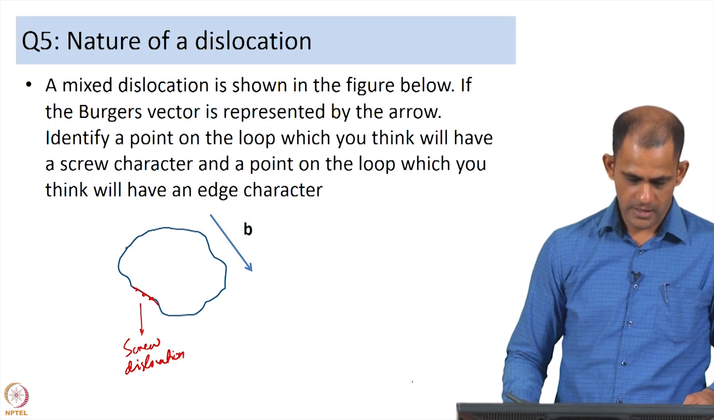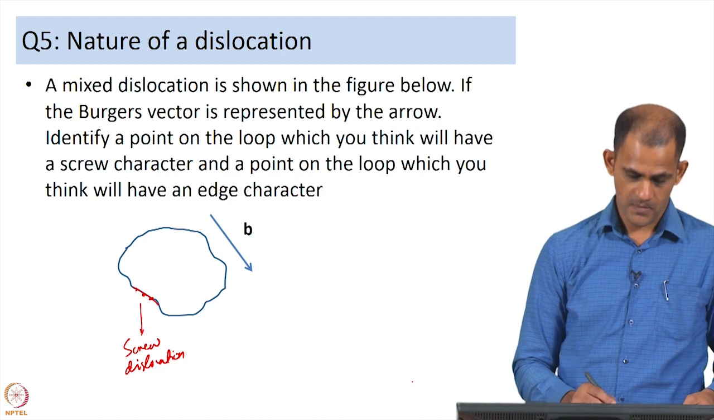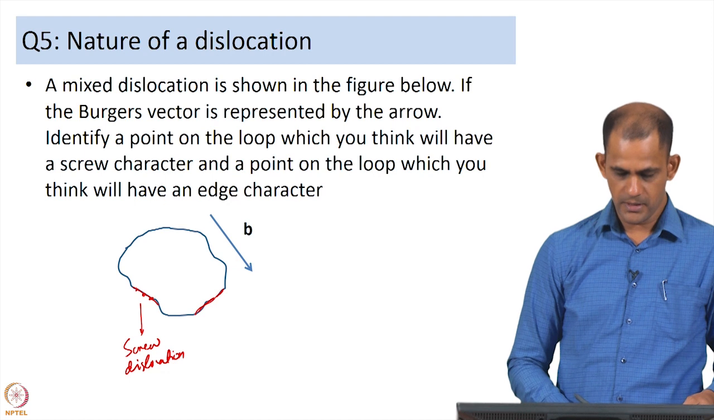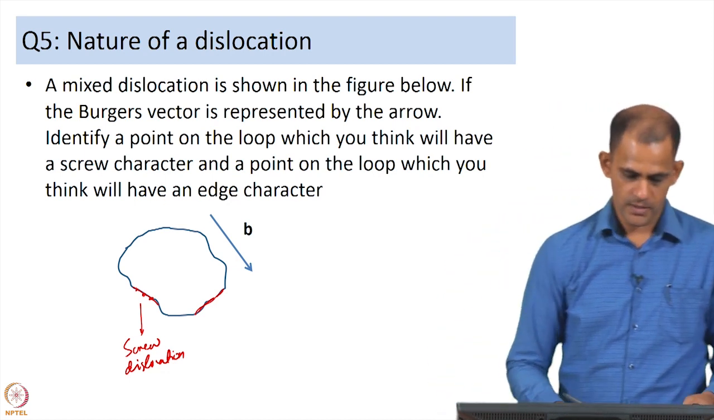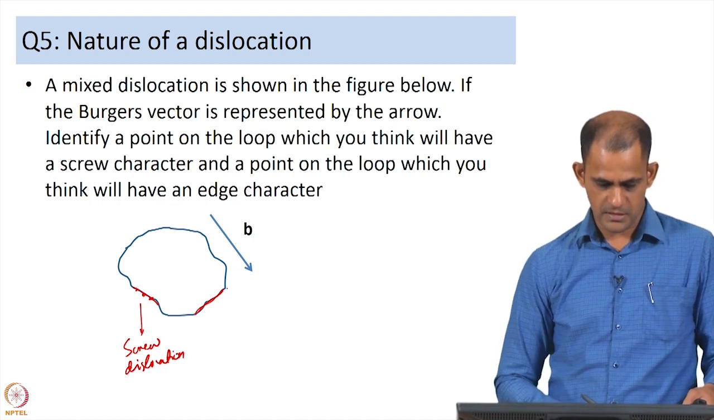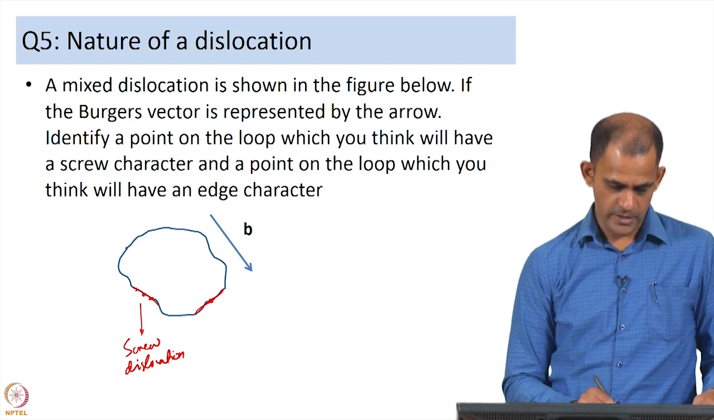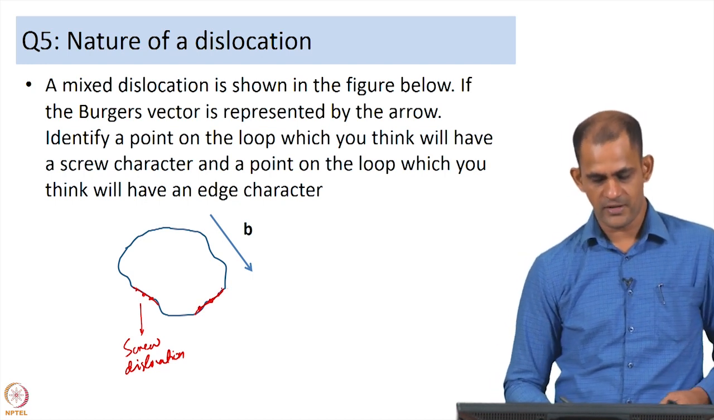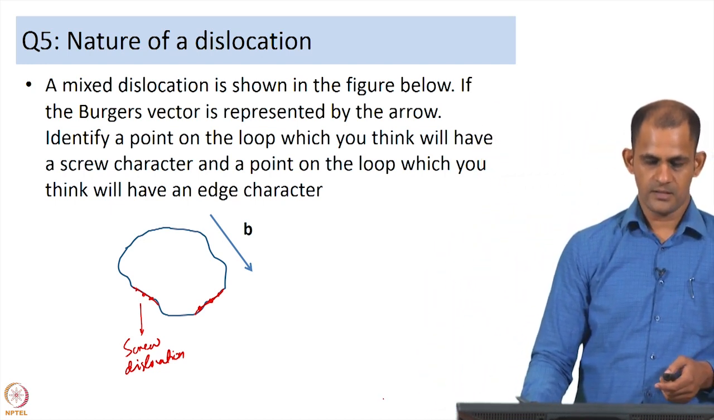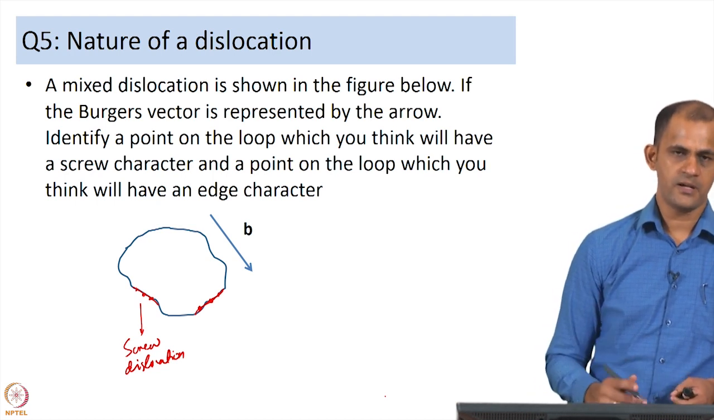Now, let us look at a portion of the dislocation which is almost perpendicular to the Burgers vector. If you look at this segment of the dislocation loop, it is almost perpendicular to the Burgers vector. This means this segment would have an edge character, and any point on this segment will also have an edge character. That is how you can determine the nature of a segment of a dislocation loop.